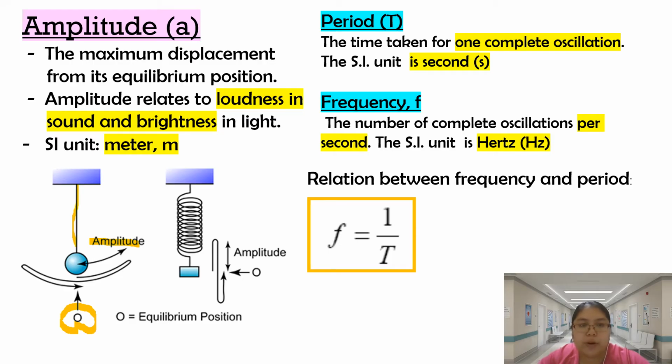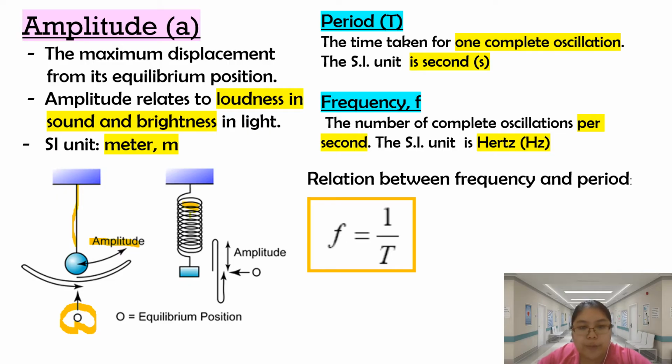Amplitude is also related to loudness in sound and brightness in light. If I say the amplitude for the sound is very high, it means your sound is very loud. If the amplitude is very high for the light, it means the light brightness is the highest. So this one is called amplitude.